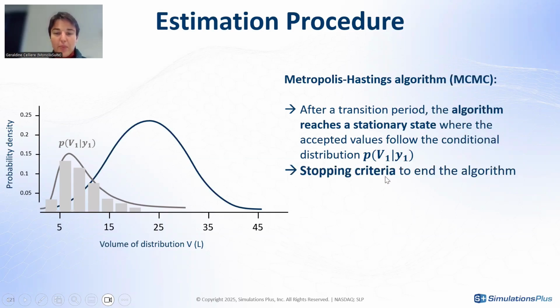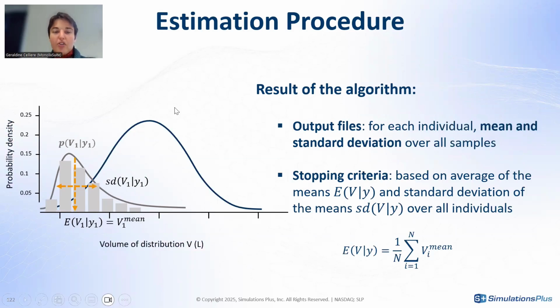We actually have some stopping criteria to decide when to stop the MCMC algorithm. So once we have finished running, in the output files, we will not record all the samples. We actually will show you the mean of all the samples for each individual and a standard deviation of all the samples. And then the stopping criteria will be based on the average of the means of all individuals and the standard deviation of the means.